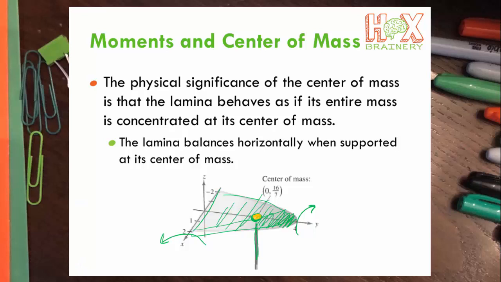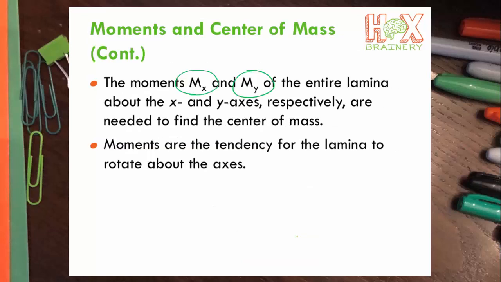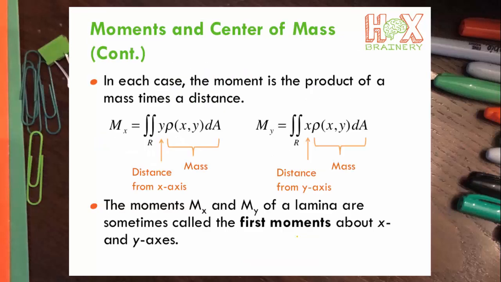Right, if it's balanced here, like there's a pencil that the lamina is balanced on, then it's not going to rotate about the y, right? But if you move this pencil so it's over here, then it's going to start tipping in that direction, right? So we need to calculate the moments, basically, so that we can figure out what the center of mass is. All right, so let's go back over here.